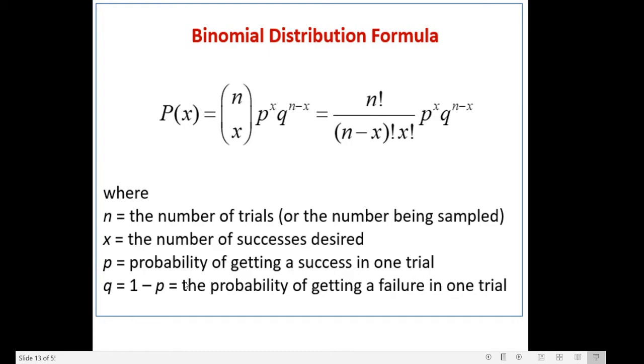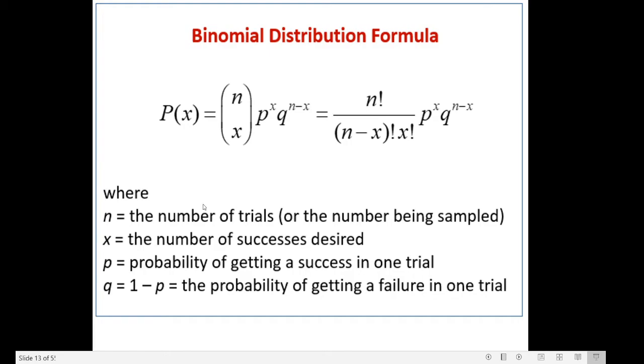1 minus p is the probability of getting the failure. Otherwise, if the question mentions they got this much failure, from that we take it as q. From that q value, we can calculate the p value: p equals 1 minus q. One input is the number of trials they provided, the n value. Then x is the number of success desires, how many successes they achieved.